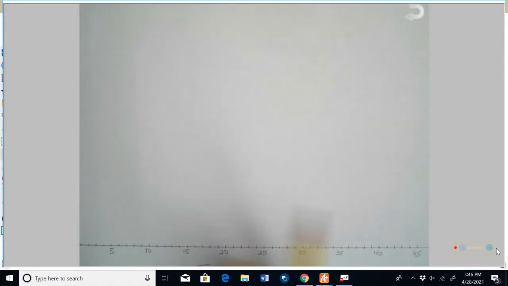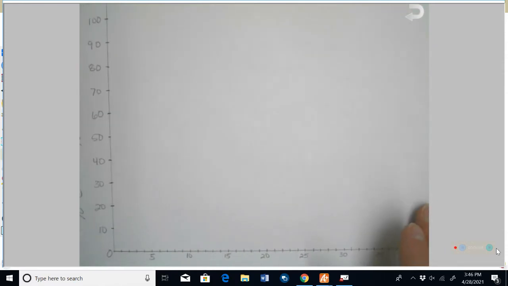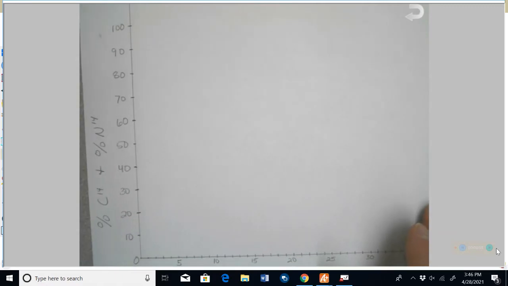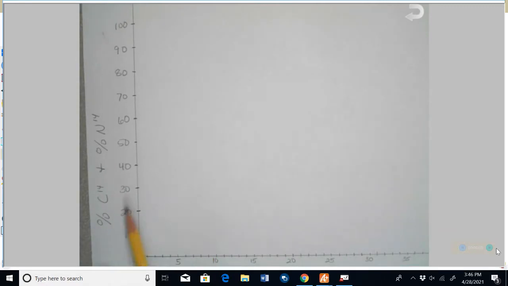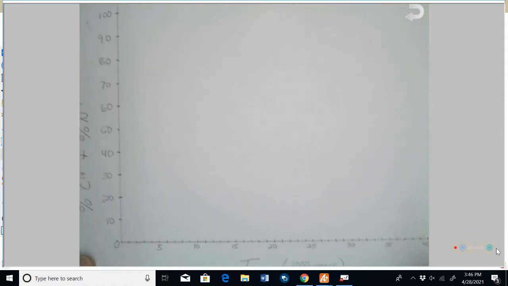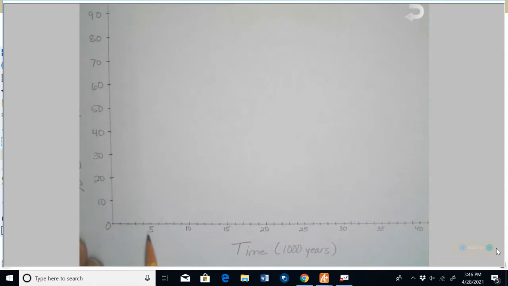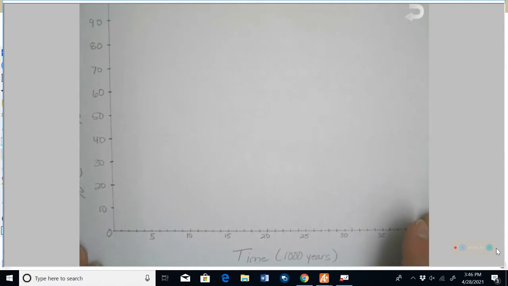So I'm going to have to scroll it down so that we can see it all. Okay, so here I've got my graph. My vertical axis says the percent of carbon-14 and nitrogen-14, and I have it as percentages going from 0 up to 100. And then my horizontal axis, my independent variable, is the time, in thousands of years, because we are going to do carbon-14 and nitrogen-14, so 5,000, 10,000, 15,000, 20,000, and so on. So they might show it to you graphically.